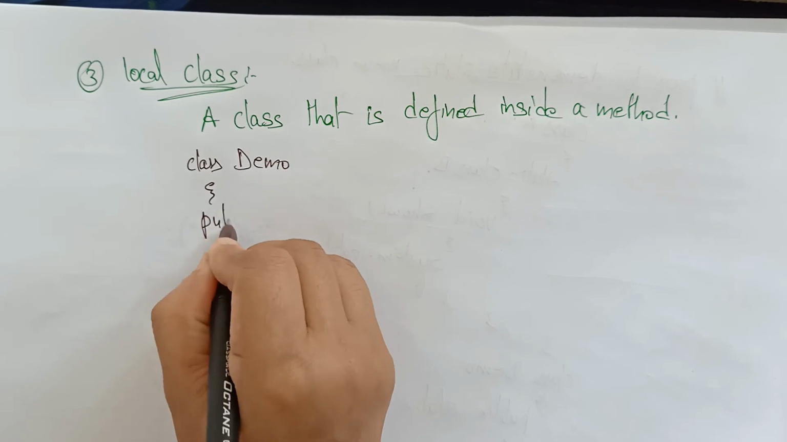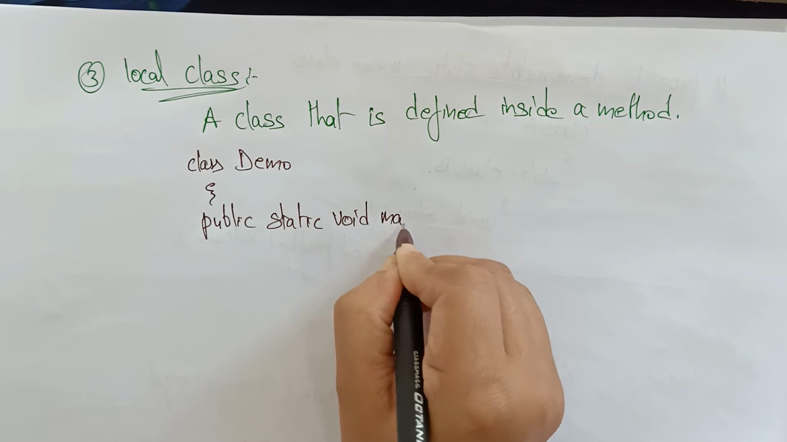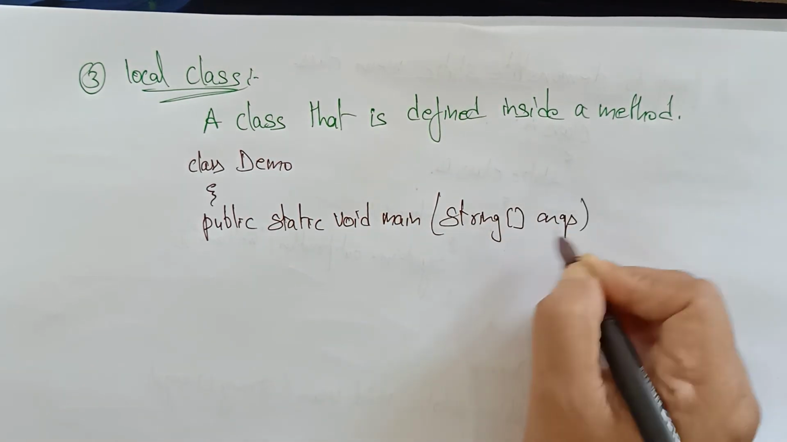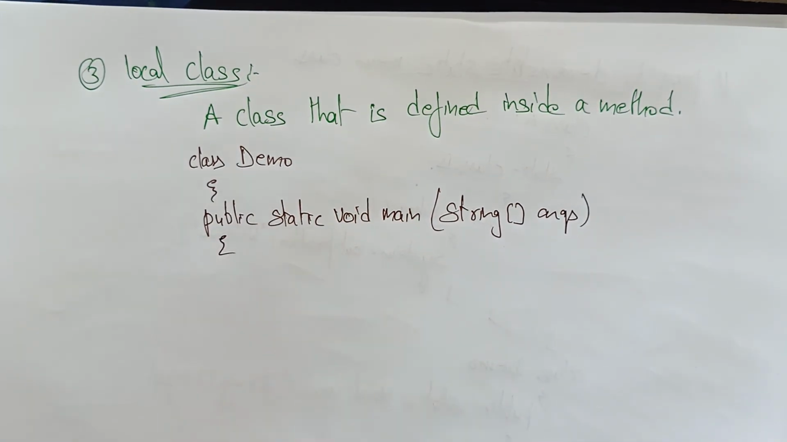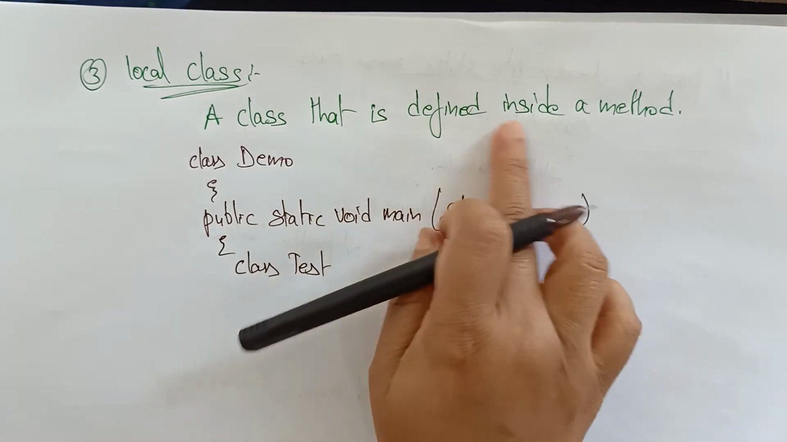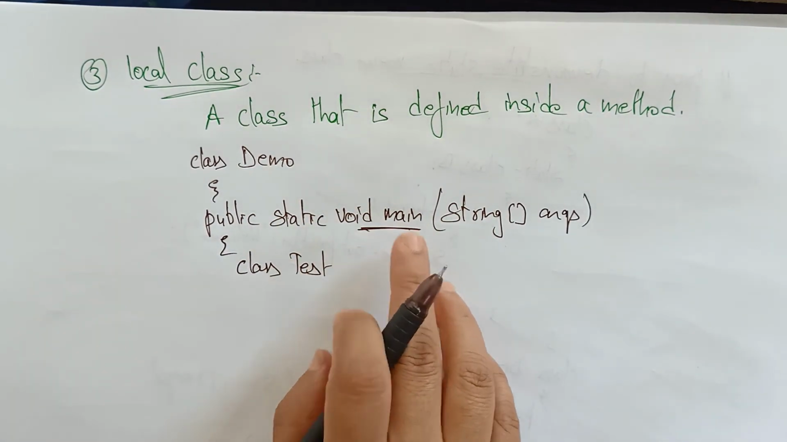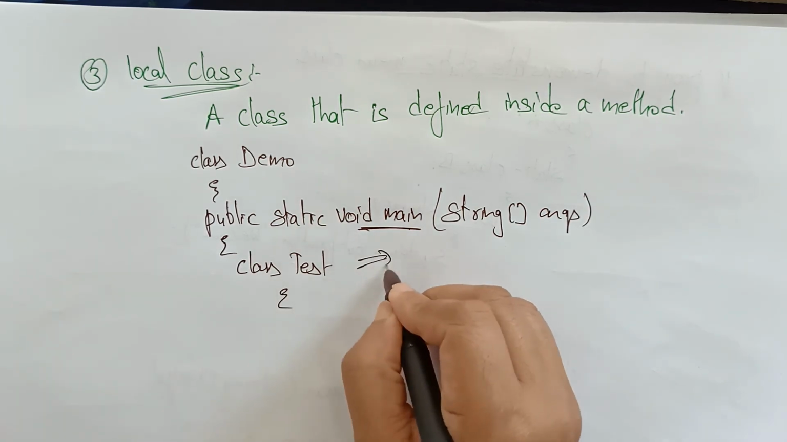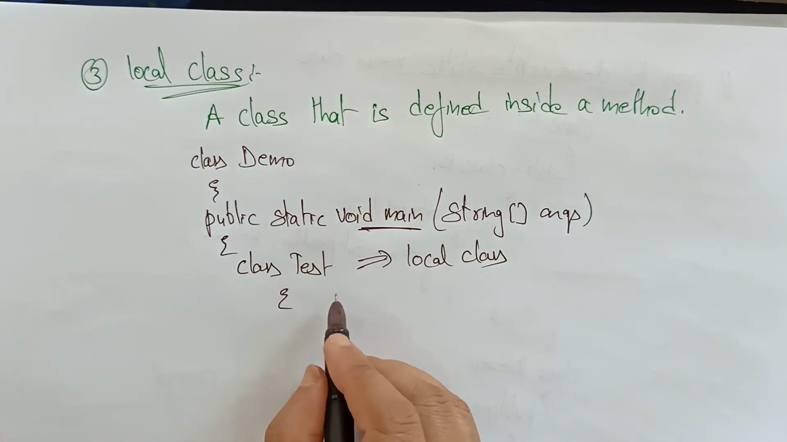Okay. So public static void main string arguments. So a class is loaded, open brace executed, main method called. So in the main method, I am writing another class test. A class that is defined inside a method. What is this main? Main is a method, right? So main is a method. Inside the method, I am creating another class. This is a local class. You call it a local class. Inside a main method, class test.